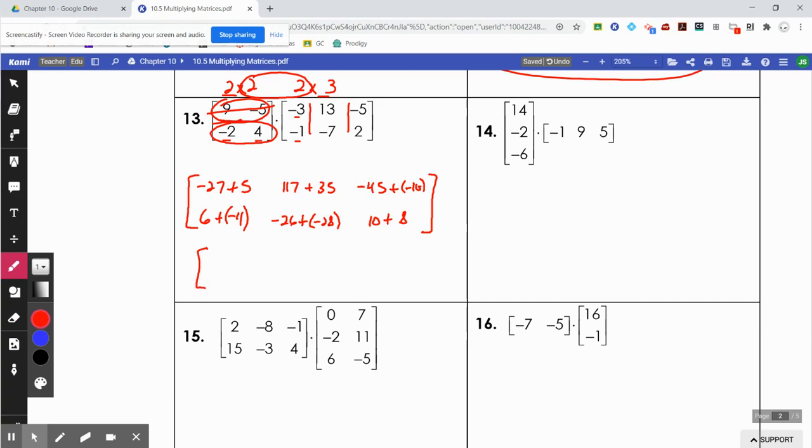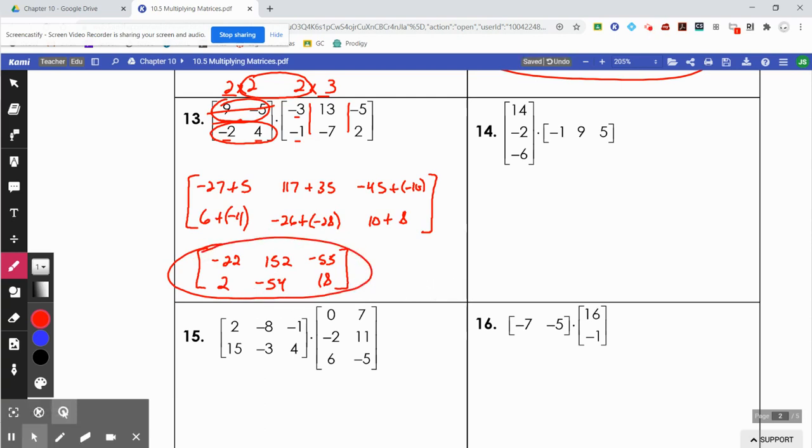Clean up. Gives me -22, 152, -55. There's your first row. 6 with -4 gave you 2, -54, and 18. There's your answer.